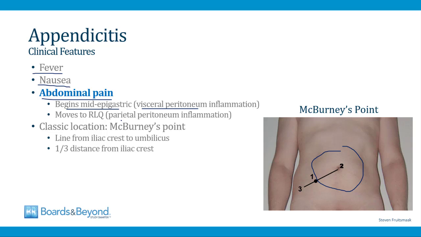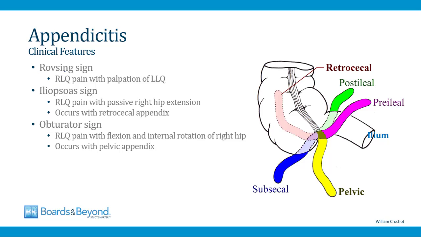Later, as the inflammation progresses, it will irritate the parietal peritoneum, and when this happens, the pain will move to the right lower quadrant. So the classic history of a patient with appendicitis is pain that began in the mid-abdomen but has now moved into the right lower quadrant. And within the right lower quadrant, the classic location for appendicitis pain is called McBurney's point. If you use your fingers to feel for the pelvic bone, you can identify the iliac crest, which is point 3 here. If you draw a line from the iliac crest to the umbilicus, 1/3 of the way along that line is McBurney's point, and that's the classic location for the pain of appendicitis once it has moved into the right lower quadrant. Some other clinical findings you can sometimes see in appendicitis are shown on this slide.